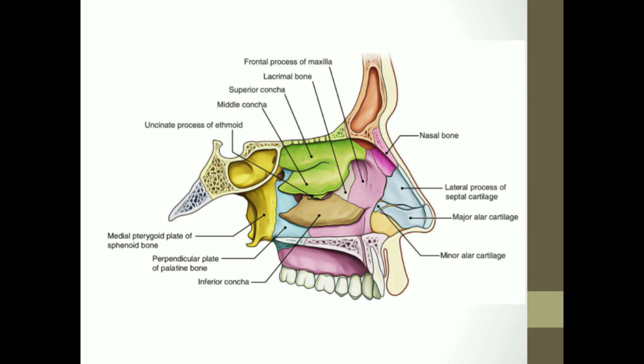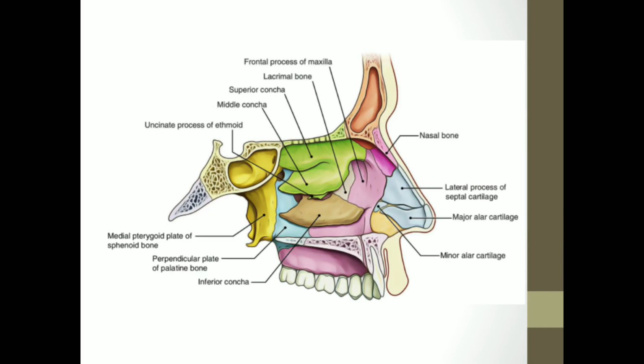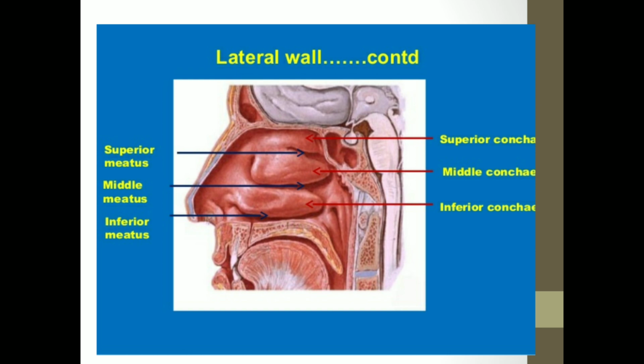So if I tell you, the lateral wall is formed by the nasal bone, frontal process of maxilla, lacrimal, superior and middle concha, inferior concha, perpendicular plate of palatine and medial pterygoid plate. These are the bones forming the lateral wall of the nose. So see here, all these are the bones forming the lateral wall of the nose.